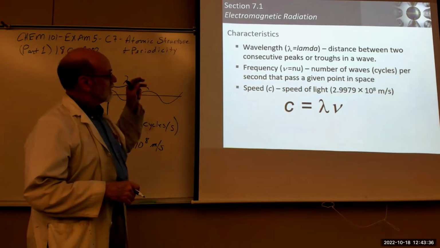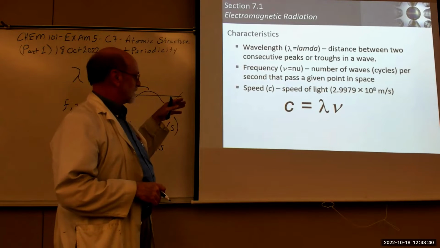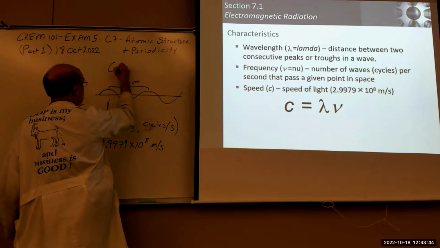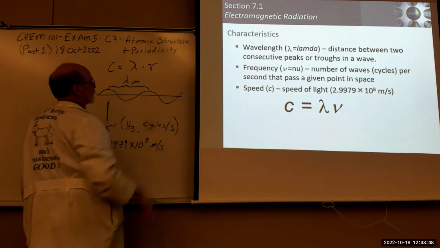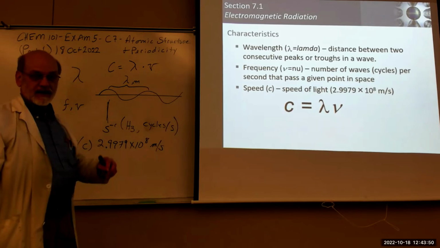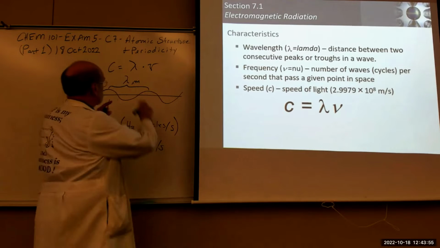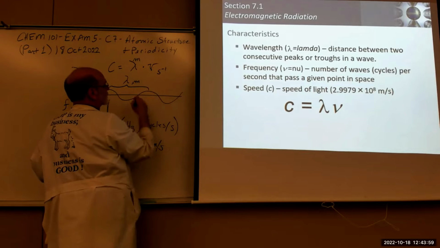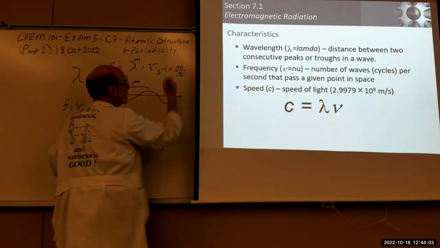Okay, so wavelength is lambda, frequency is nu, speed is c. And they're all related by this one equation. Speed of light is equal to its wavelength times its frequency. And if you do some dimensional analysis, if you look at the units of measure, this is a meter, and this is a reciprocal second. Right? So that times that has to equal meters per second.